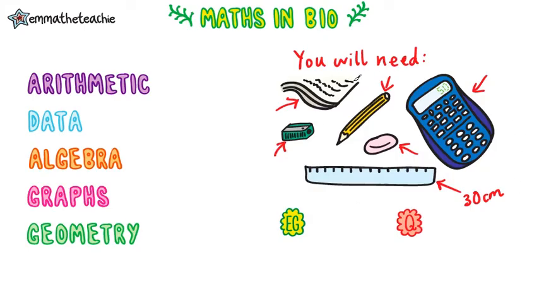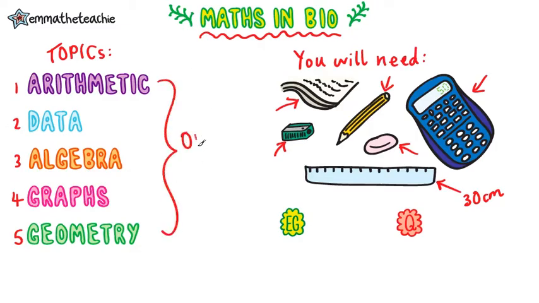Okay, now that you've got all of your stuff, I'm going to give you an overview of the topics that we're going to be studying. So there are 5: arithmetic, data, algebra, graphs, and geometry. And I'm actually going to start with just some specific maths in biology. So this won't come up in your other subjects like chemistry and physics. The rest of it does overlap with chemistry and physics. So it's really good if you're also studying those because that'll come up across all 3.